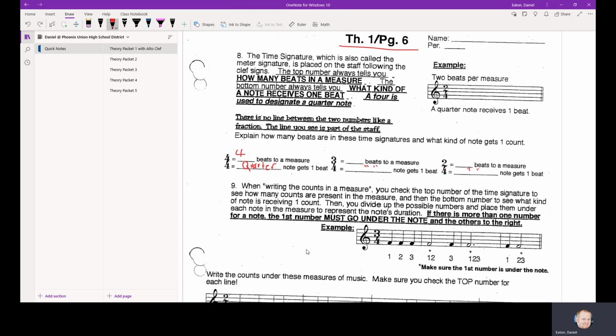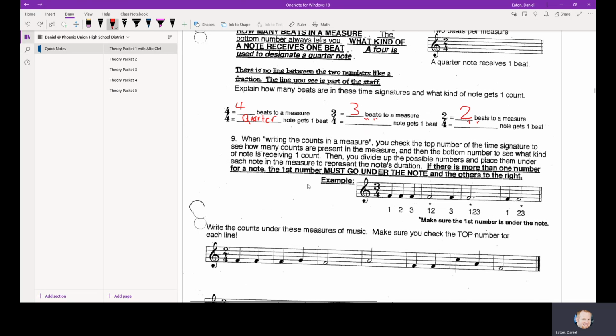The only thing that changes is the number on the top. So this is 4 quarter notes. This is 3 quarter notes. This is 2 quarter notes. So remember that this is like a fraction. You say this as 4 quarters or 4/4, 4 quarter notes. Okay.